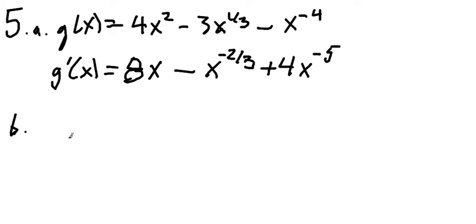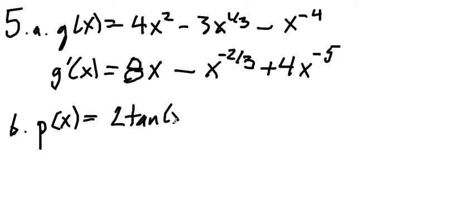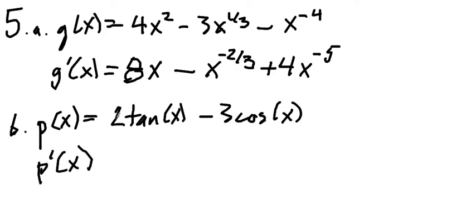Part B gives us the function, why is it p of x? I don't know, that's just what it is. P of x is equal to 2 times tangent of x minus 3 times cosine of x. And we take the derivative here. Again, this is just using facts about derivatives of constant multiples and of sums or differences of functions. So I get to leave the 2 here and take the derivative of tangent. The derivative of tangent is secant squared.